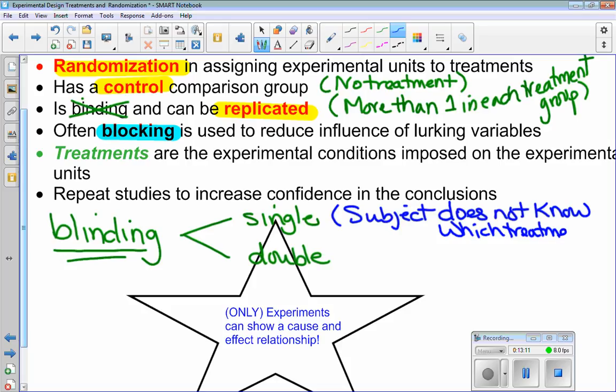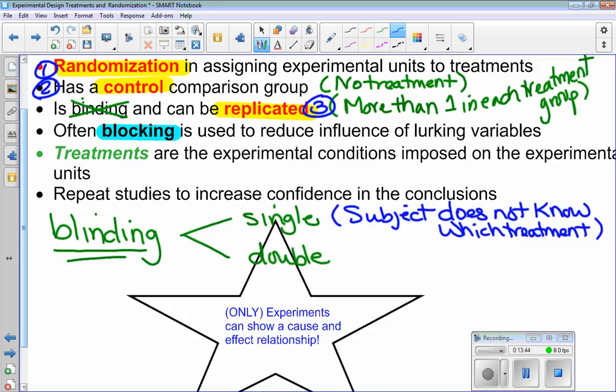Now, is blinding essential to good experimental design? No. It's really not. Because not everyone can have blinding, right? Like my sleep study could not be blinded. It's good to use if you can use it, so you want to look for the availability. But randomization, control, and replication are the 3 essential key pieces. And anytime I ask you to design an experiment, you must address all 3 of those.